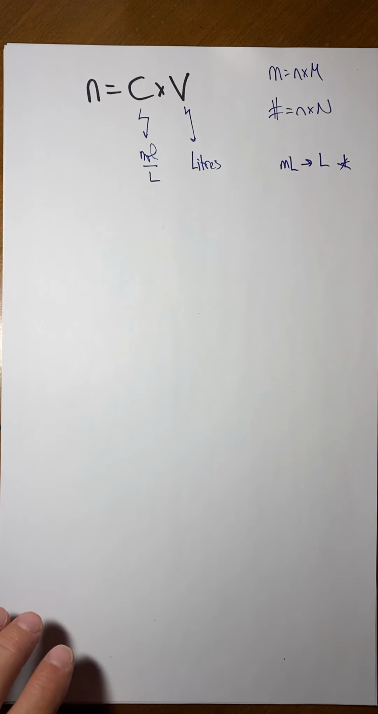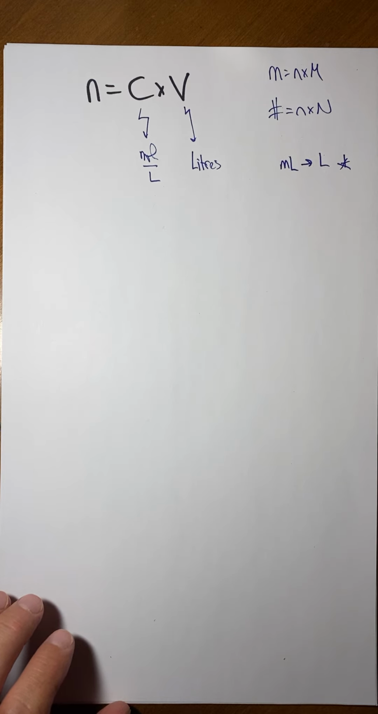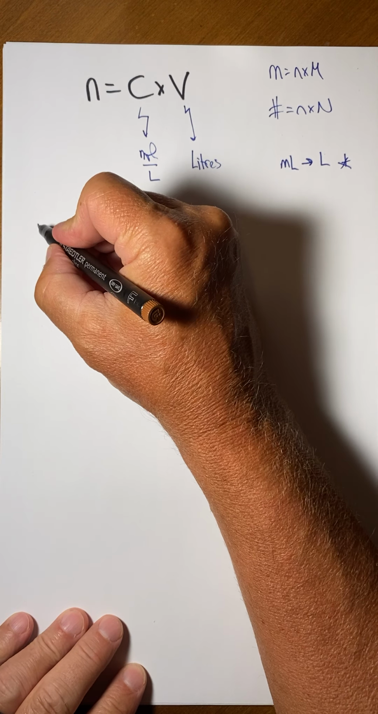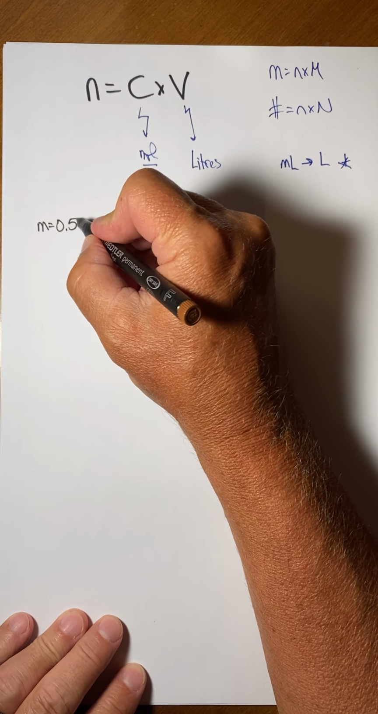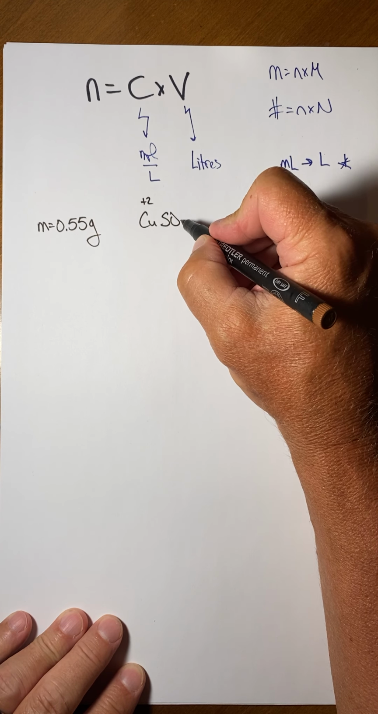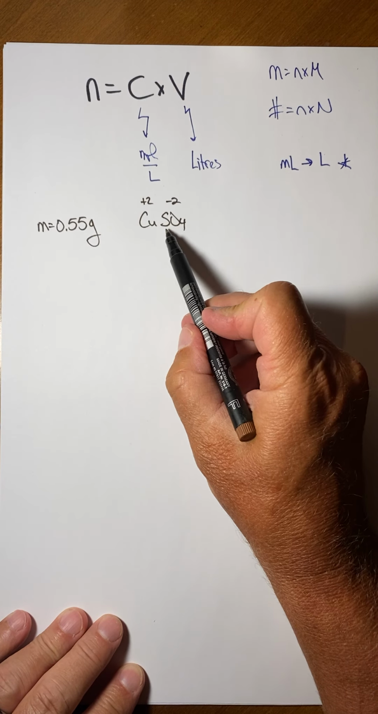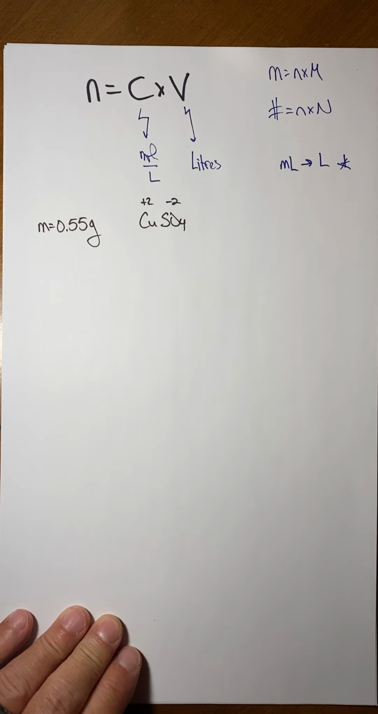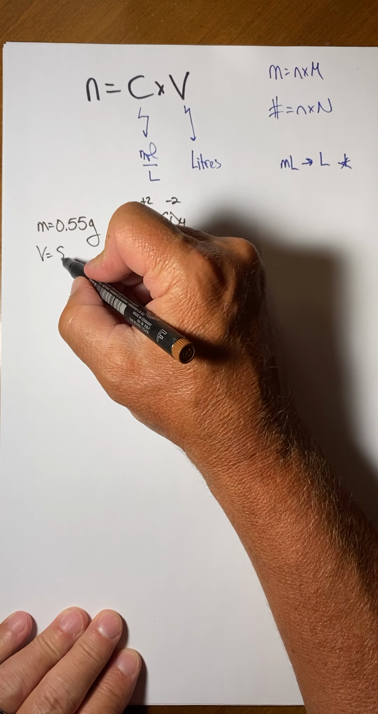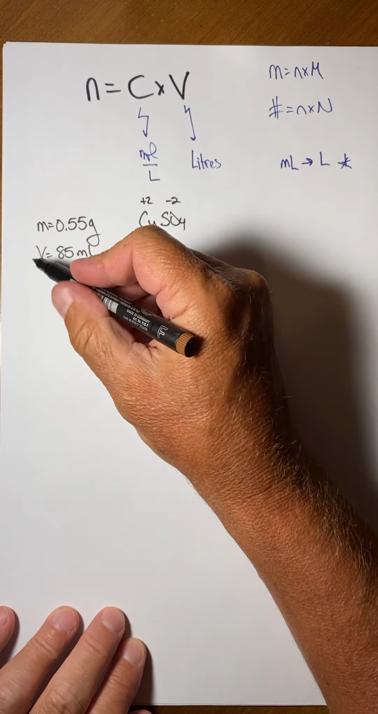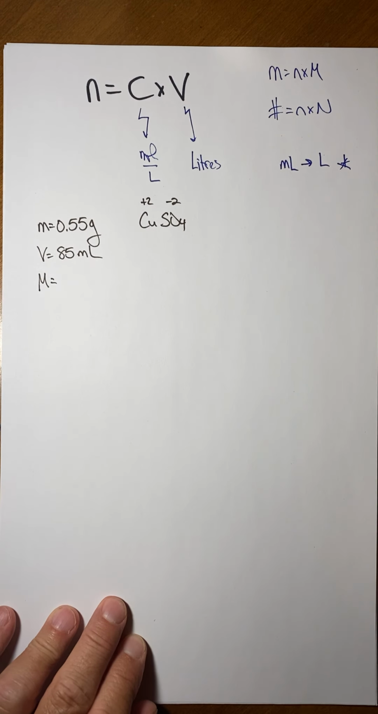So the first question that you guys are going to be looking at reads: a copper 2 sulfate solution contains 0.55 grams, and that is mass, of the solute dissolved in 85 milliliters of solution. Now it's a copper 2 sulfate solution, so remember, every time you write a formula: symbol, symbol, valence, valence, crisscross. I know 85 milliliters is volume. Now, remember, mass and molar mass go hand in hand, always.